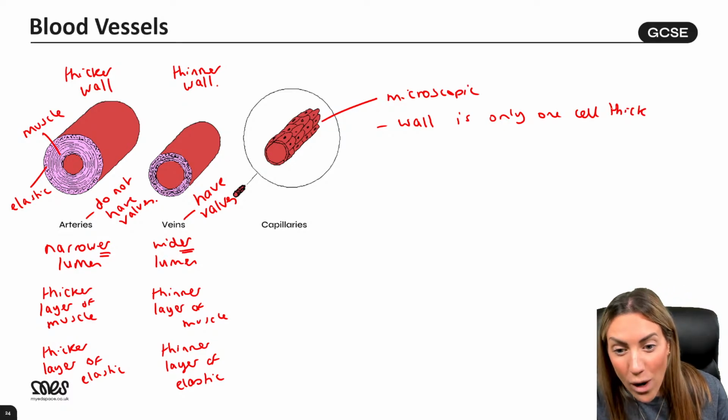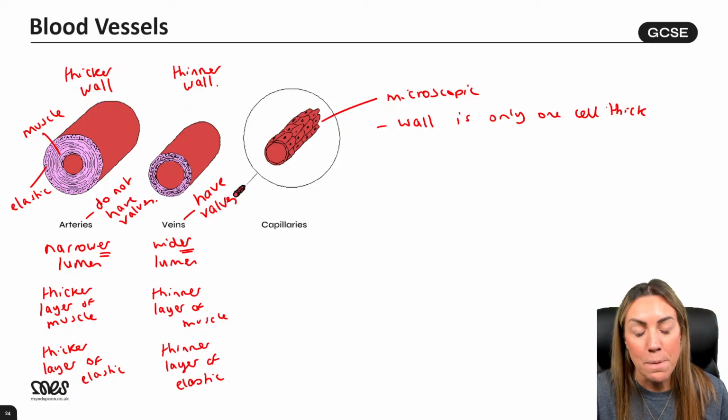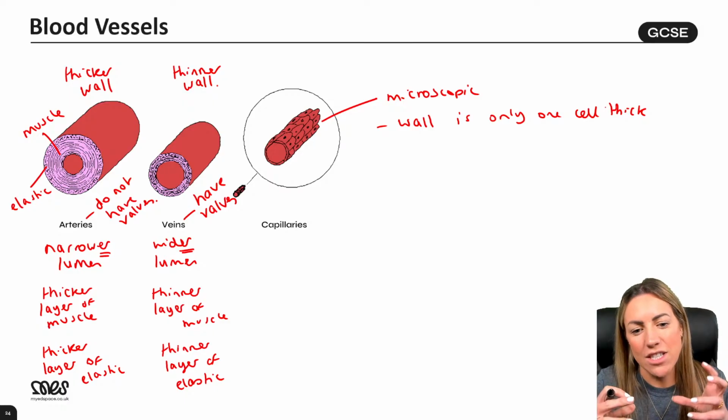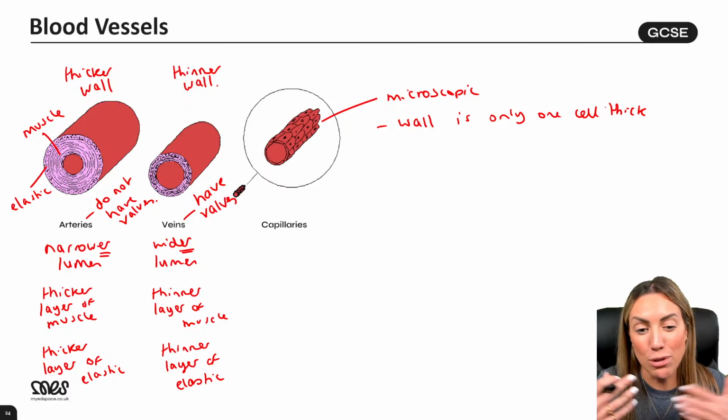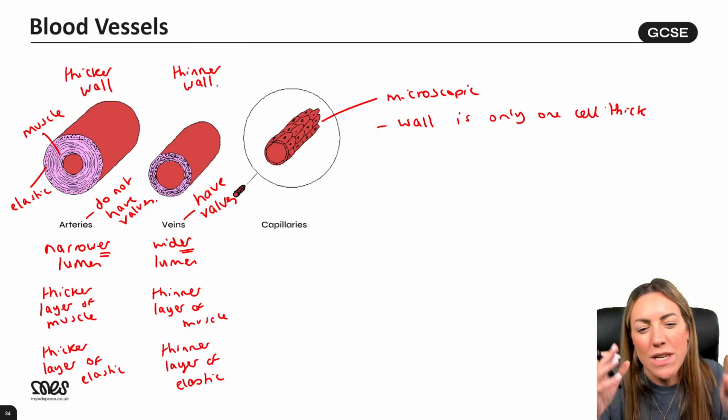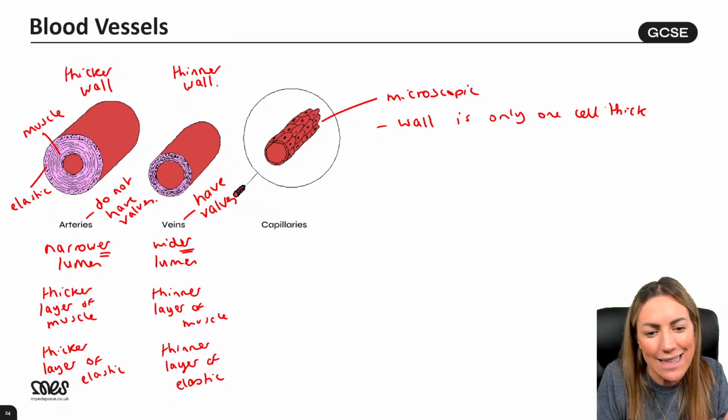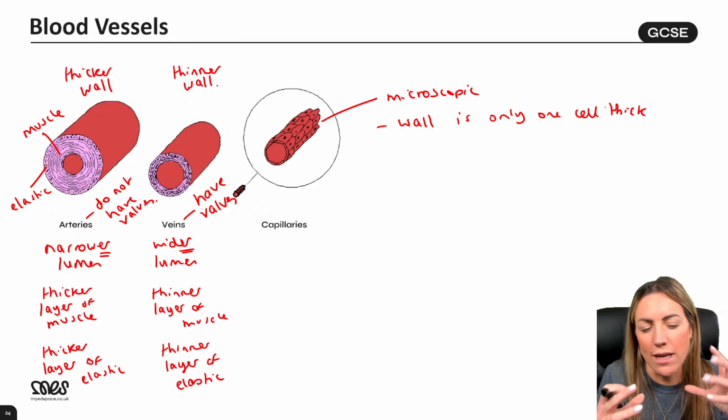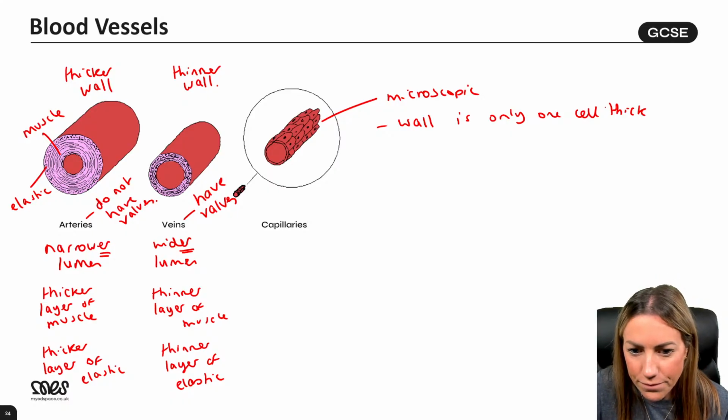Why do veins have a wider lumen? Good question, Belle. So there's less resistance to the flow because the blood is at lower pressure. So you need it to be able to flow more easily. So the lumen is wider, so it doesn't restrict the flow.